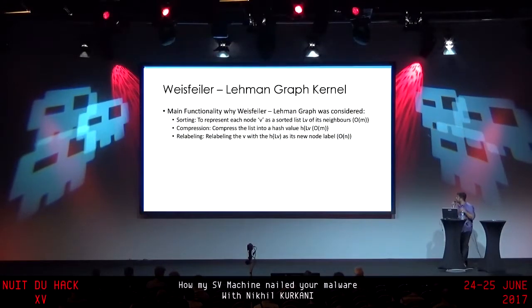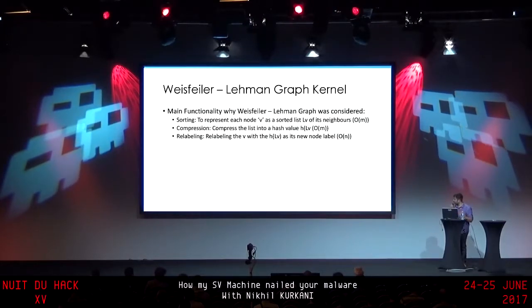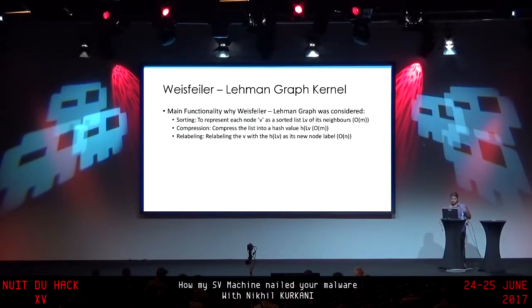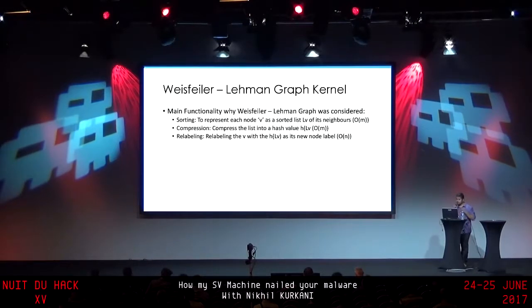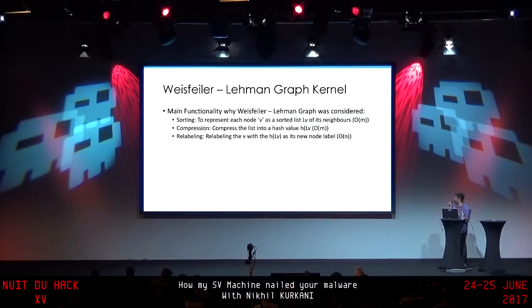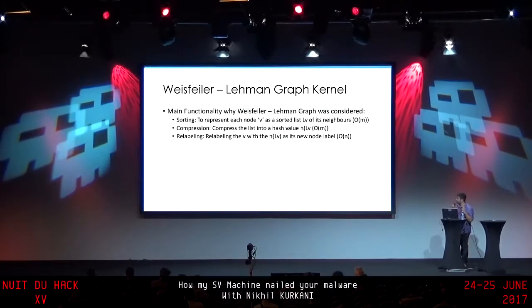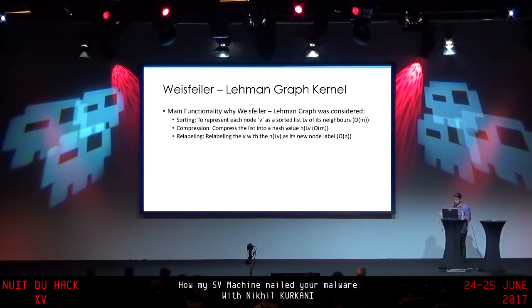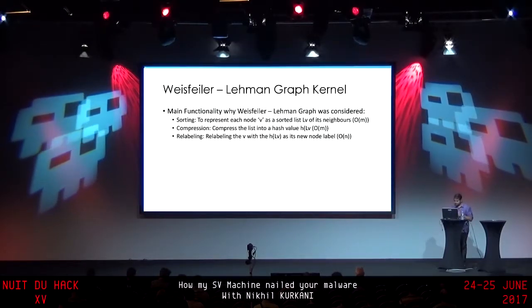Considering the Weisfeiler-Lehman graph kernel, the main reason we considered it was that it was really necessary for us to see the sorting, the compression, and the relabeling of the nodes. This was of prime importance for us. So we represent each node v as a sorted list of its neighbors, then compress it into a hashed value, then relabel it into a new node label. These were the primary things that we needed.